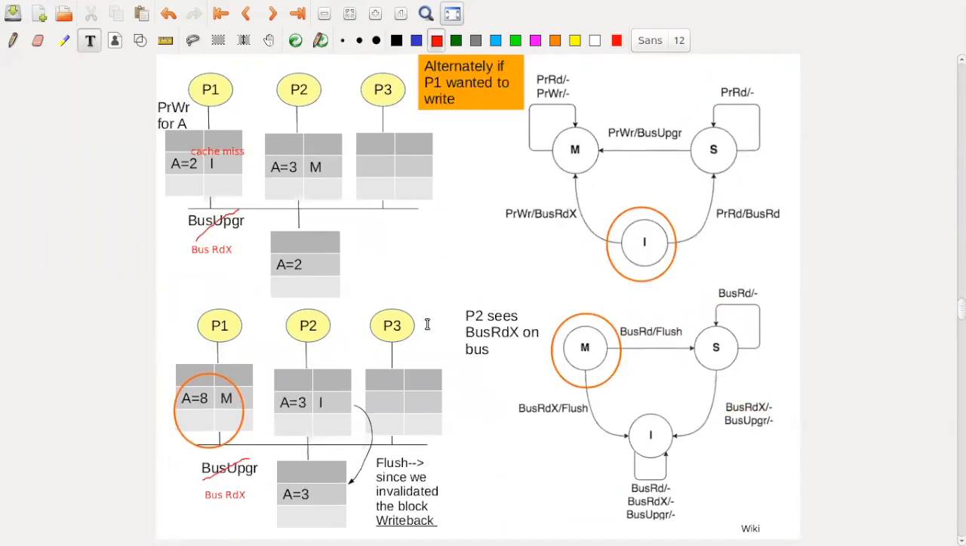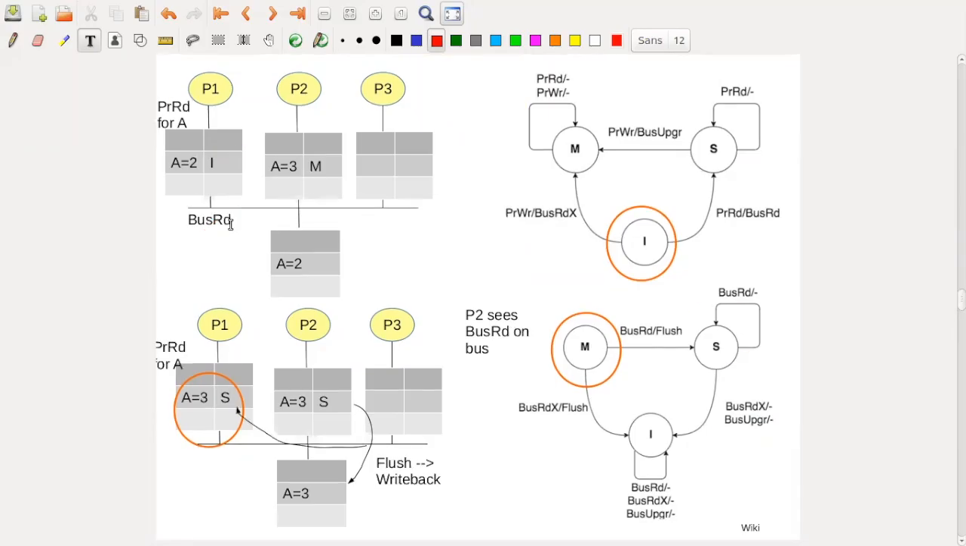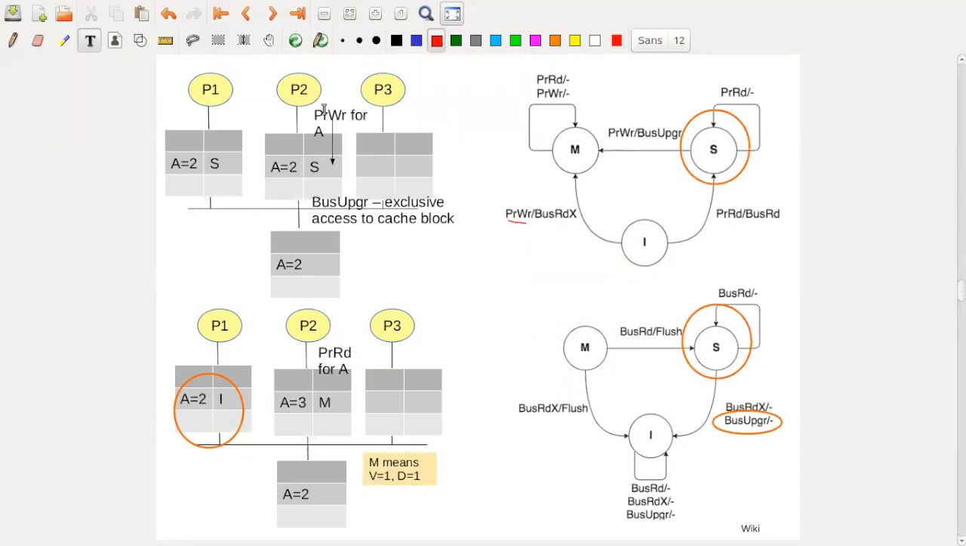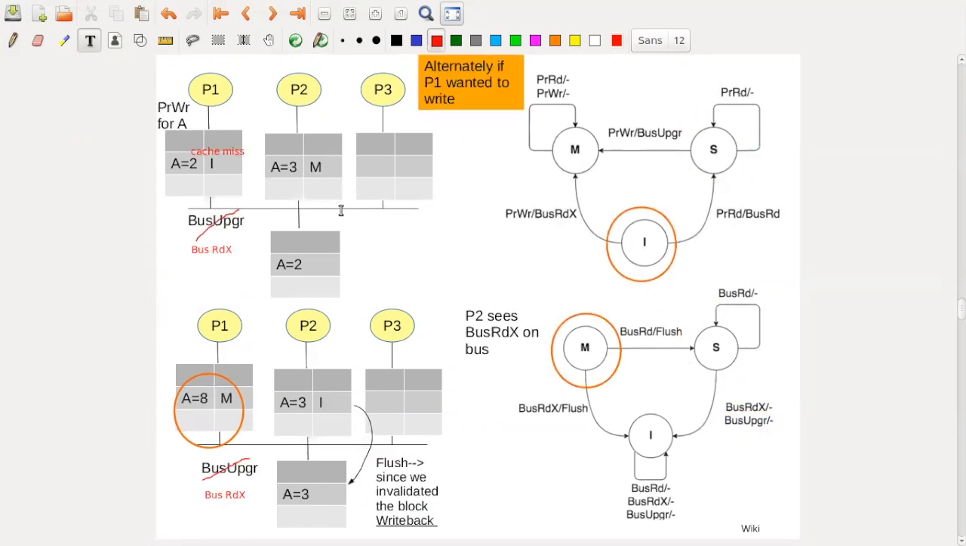So what this means is, let us go back to this. This is a cache miss, and therefore it sends a bus read X signal, not a bus upgrade. Bus upgrade would be sent if it's a cache hit. If you look at this diagram here, this was a cache hit and it was trying to write to it, and therefore it's a bus upgrade signal. Whereas here it's a cache miss because this is invalid, and therefore you send a bus read X.